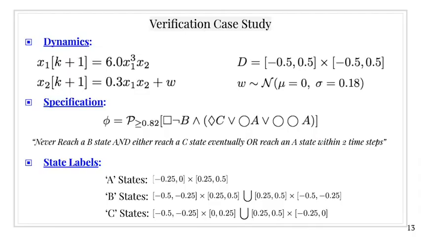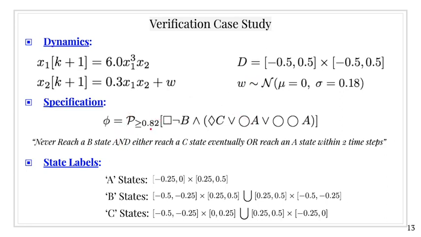Now I'm going to show the applicability of our abstraction procedure in a verification numerical example. Consider the following 2D stochastic polynomial system evolving on this domain and subject to the following Gaussian noise. Although the system is not robustly forward invariant, the probability of transitioning outside of D is negligible and we assume it to be 0.